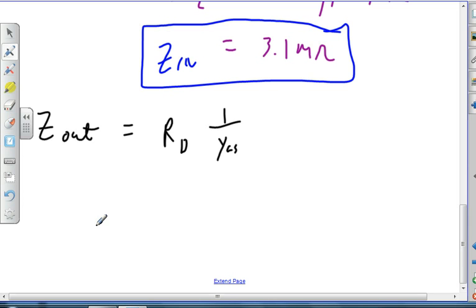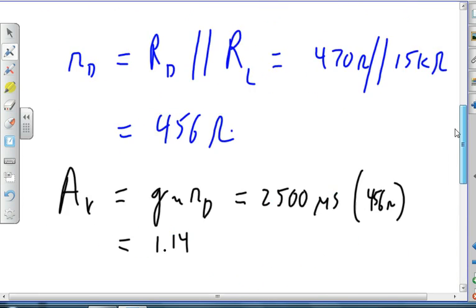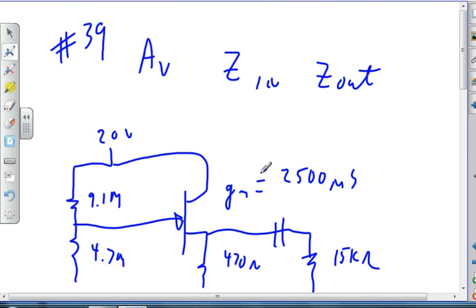Now, I would imagine that we're supposed to go to the data sheet for the transistor. There is no transistor. What the heck is YGS?